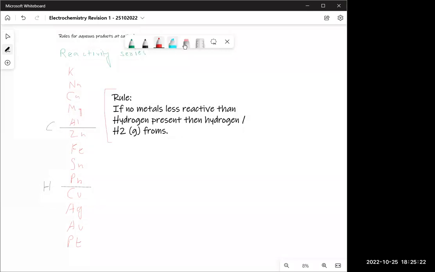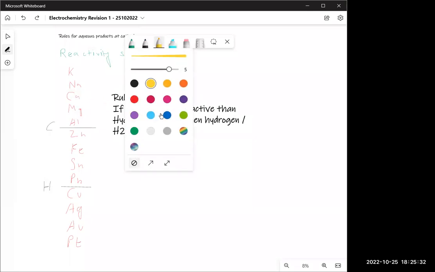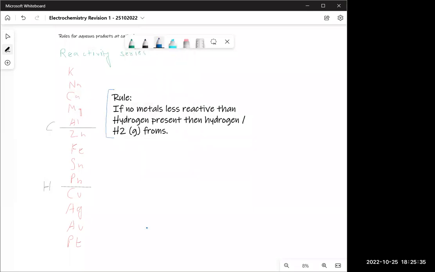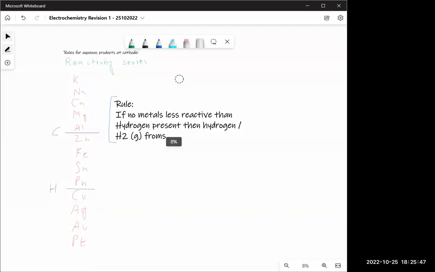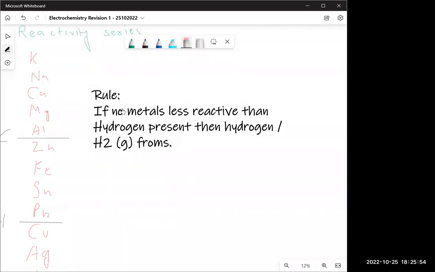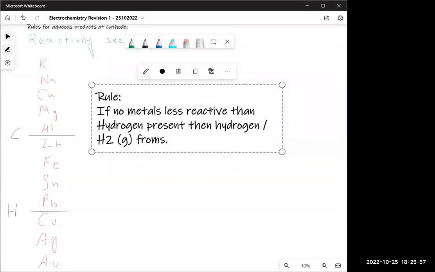Niranjana, read the rule for the aqueous product at the cathode. Rule: if no metals less reactive than hydrogen are present, then hydrogen H2 gas forms. Now I'll give you examples for this. No metals less reactive than hydrogen. What are those?